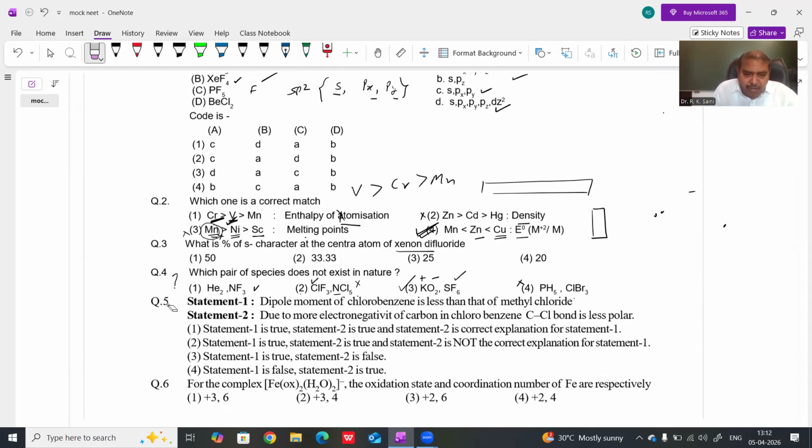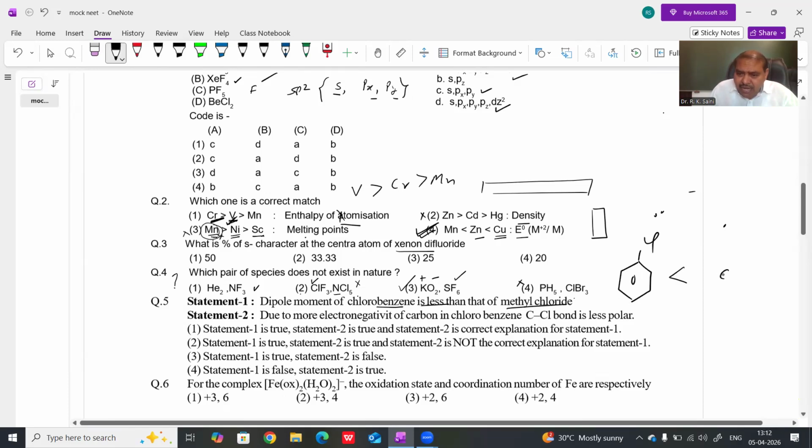In question number 5, very important: the dipole moment of chlorobenzene is less than methyl chloride. This question is very important and is also present in the first chapter of organic chemistry of the NCERT 12th book, alkyl halide and aryl halide. Question: dipole moment of chlorobenzene is less than methyl chloride.